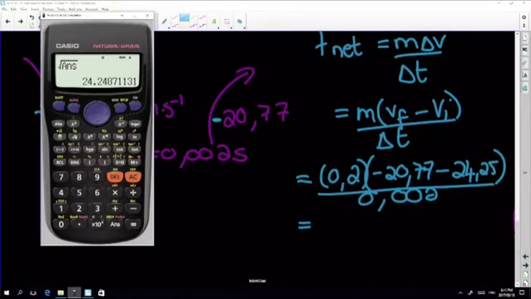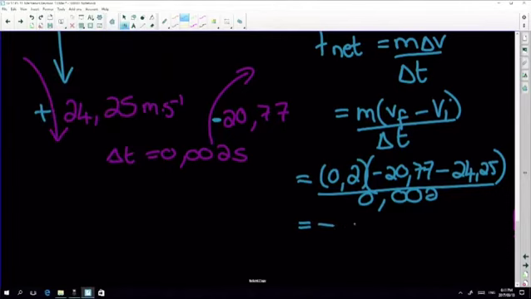Now let's put that in the calculator because I absolutely can't do this in my head. So that's 0.2 times minus 20.2777 minus 24.25. Okay, divided by 0.02. No, I didn't want that. Who knows what I'm doing? Minus, I've got a nice number.